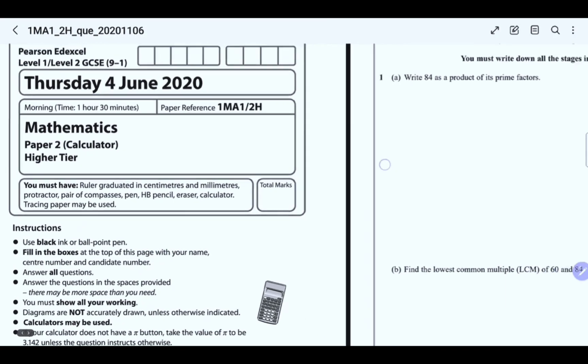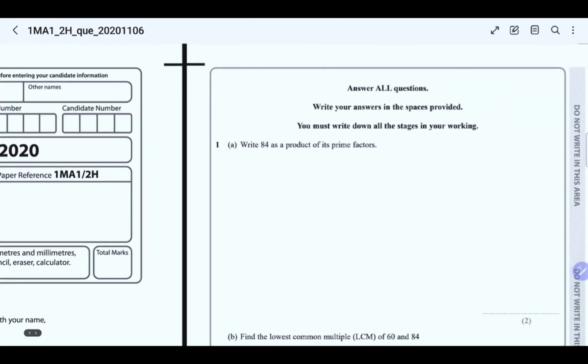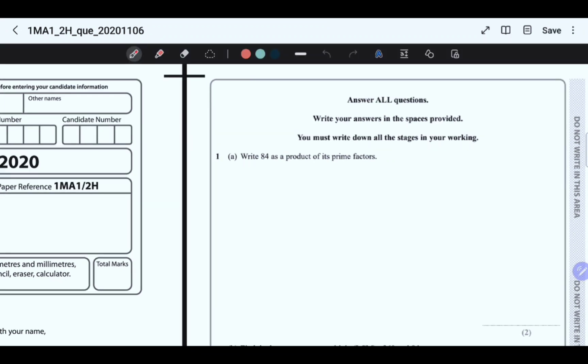Let's get started. Question 1. Write 84 as a product of its prime factors. So we're going to begin by using the factor tree.